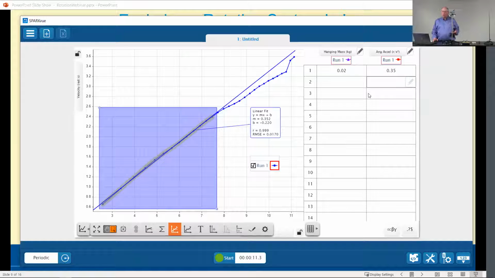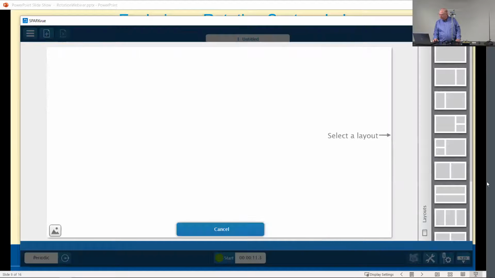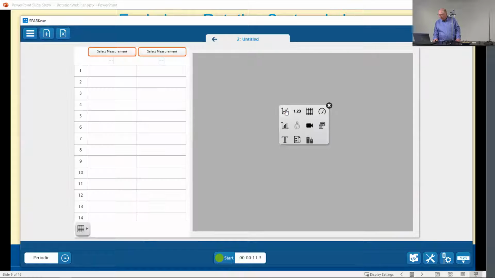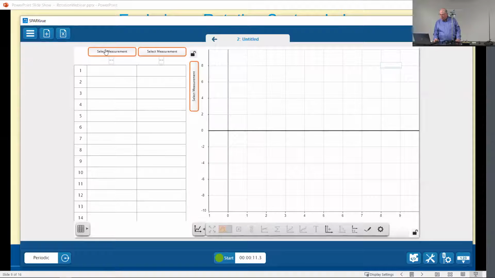So once I got those trials, now I want to make a graph, but I need to figure out what the torque is. So what I'm going to do is do that on another page. So I'm going to add a page. And in this one, the data table is going to come first. We have to figure that out. And the graph will come second.